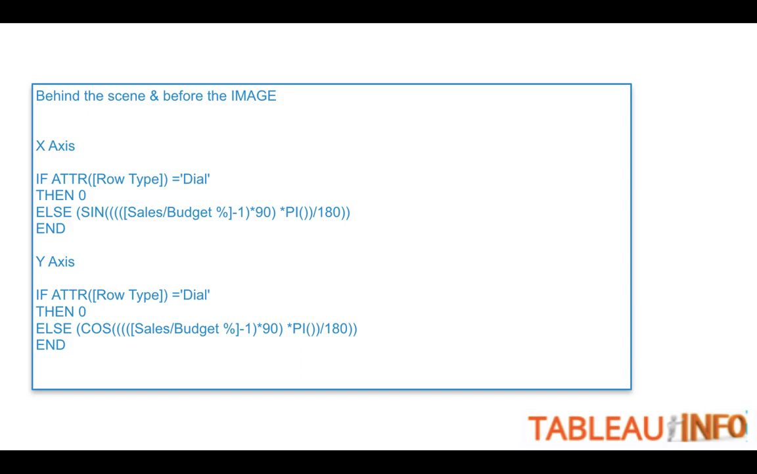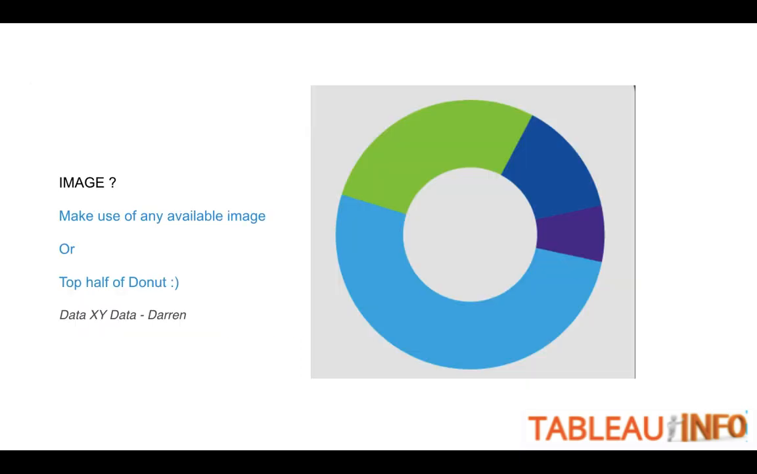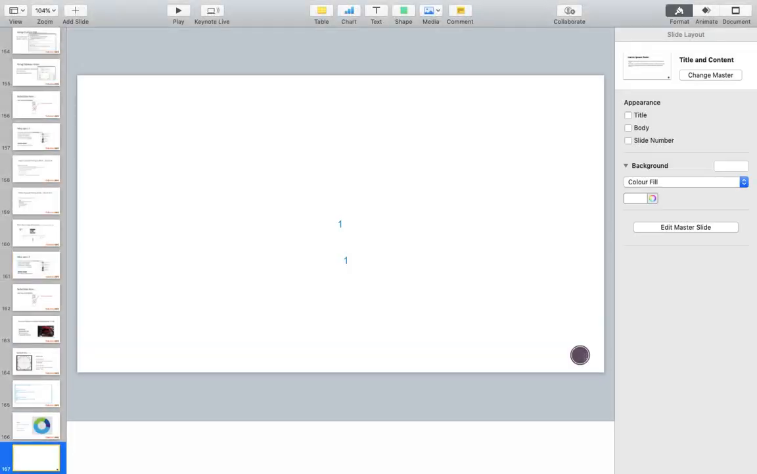But before that, let me tell you that you can make use of any available speedometer type image. If you don't have one, the easier way is to take a top-off screenshot of any donut chart, so that would help as well. Tricky, but useful.